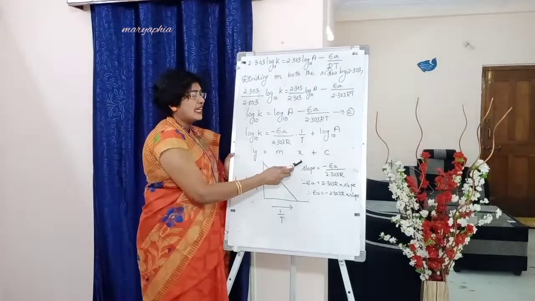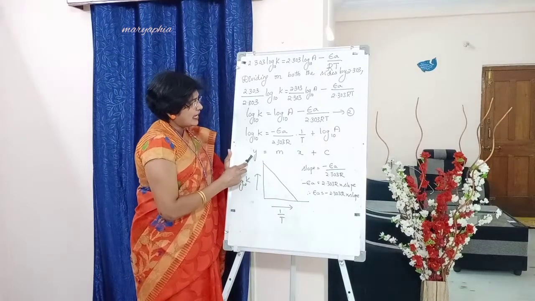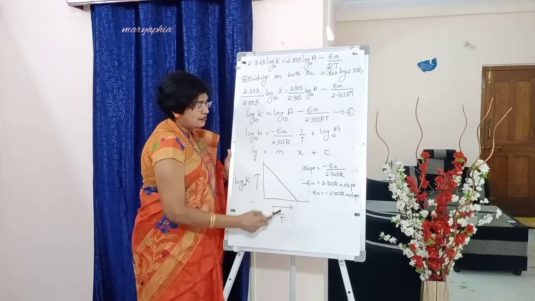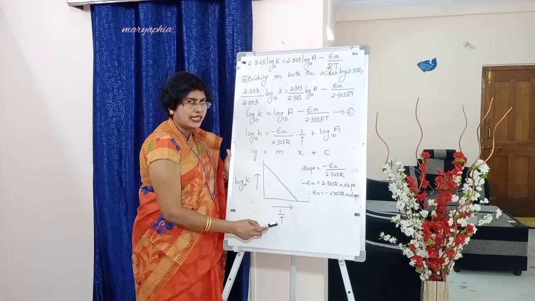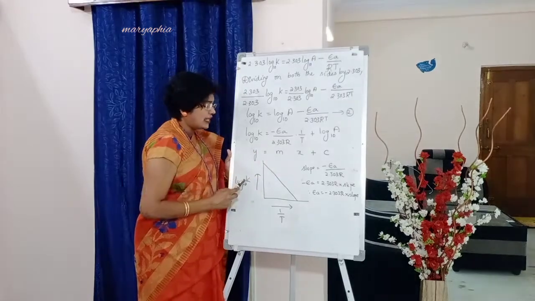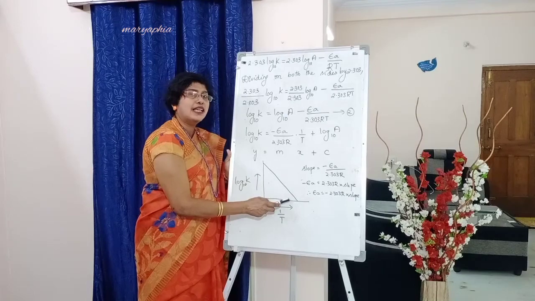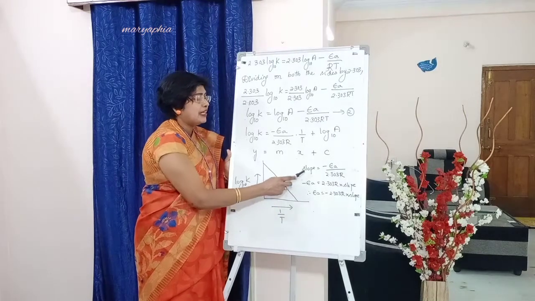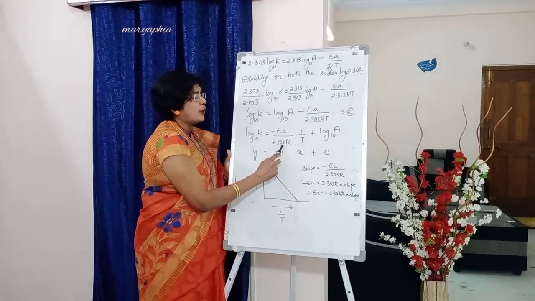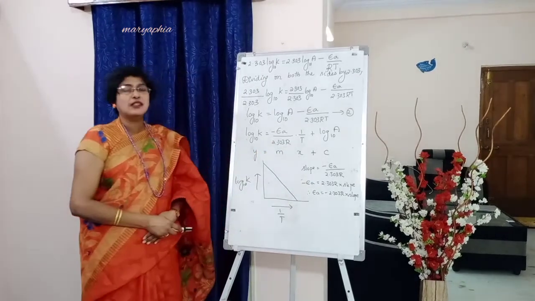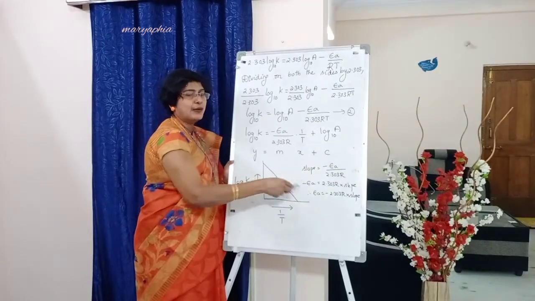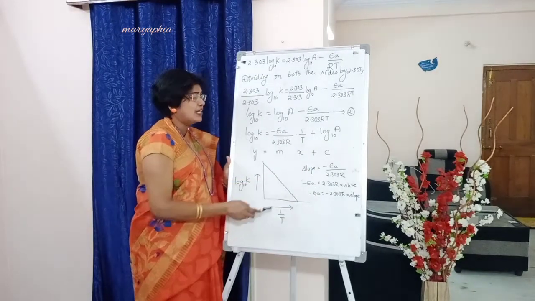Y axis, x axis. So on the y axis, if you take log of K base 10, and on the x axis if you take 1 by T and plot a graph, we need to get a straight line. And when we plotted between these two, a straight line is obtained like this, with the slope m, which is minus EA by 2.303 R. From this, EA can be calculated.